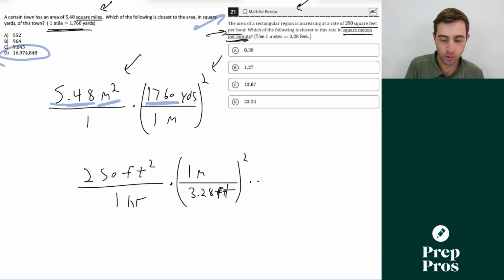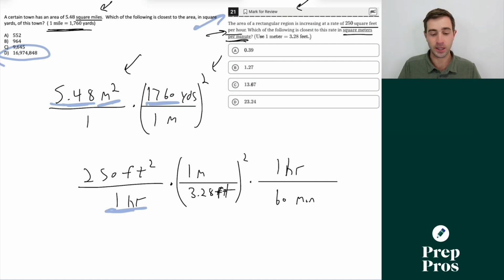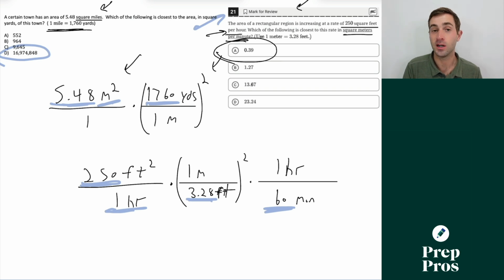Now step 2 is going to be, we want to go from hours to minutes. So since we have our hours on the denominator, we know in 1 hour there are 60 minutes. And now we just get to punch this into our calculator. Essentially all we are doing is 250 divided by 3.28 squared divided by 60, and that's going to give us our correct answer here. So as we punch that on in, that is going to give us our correct answer here of A.